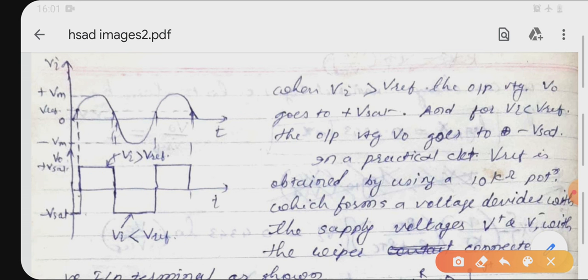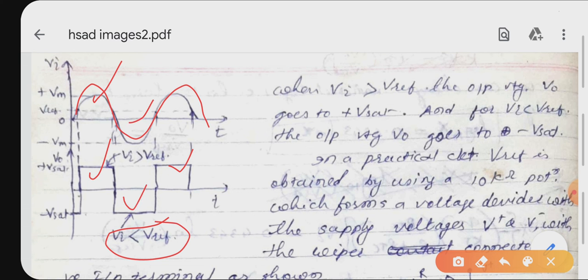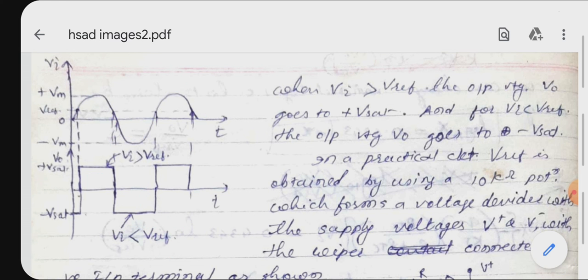I'll repeat once again. The input signal is a sine wave. For input signal greater than reference voltage, means above this reference voltage level, you will get this output. For the positive peak, output 1, as it is a non-inverting comparator. And for input signal less than reference voltage, you will get this output. That means for the negative you are getting 0 output. This is called a non-inverting comparator.